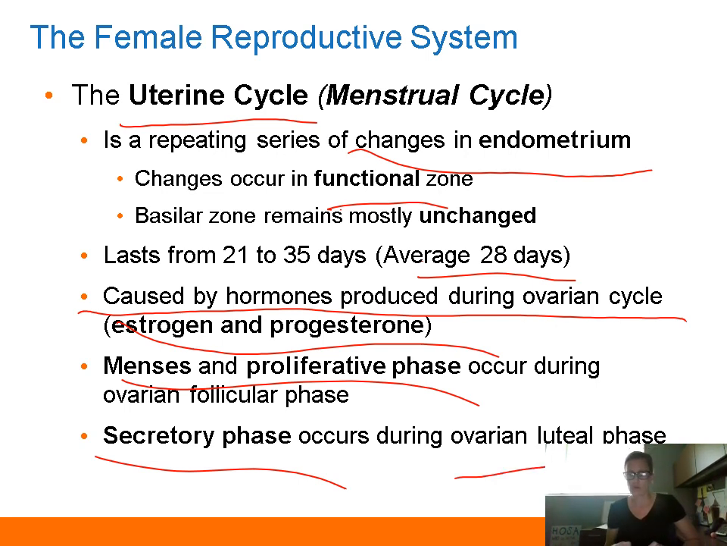Okay, so menses and proliferation are happening when the follicle is developing, and then the secretory phase is happening when the corpus luteum is formed, and then when that degrades into the corpus albicans. We'll see that when it degrades into the corpus albicans, we kind of go back and start over with menses.